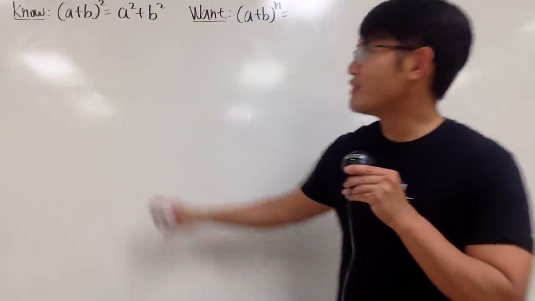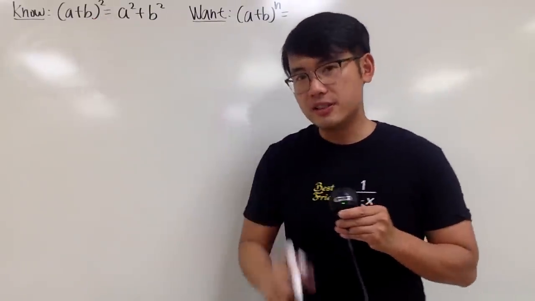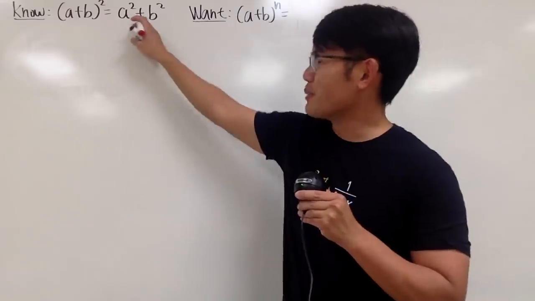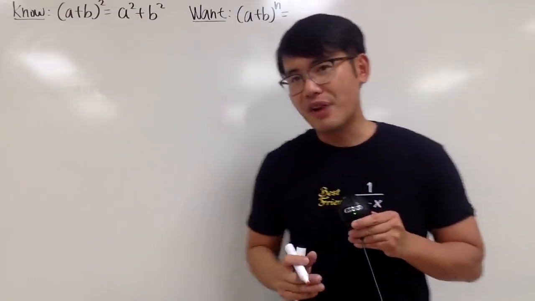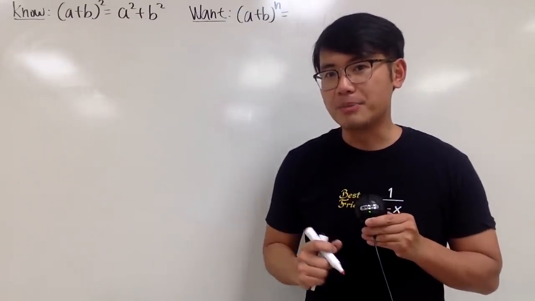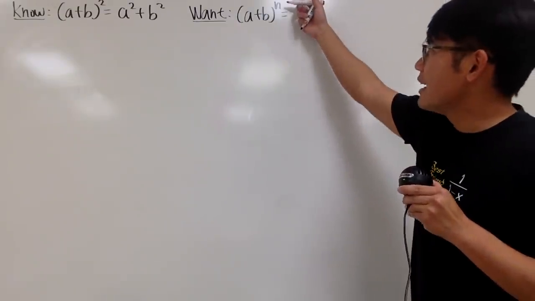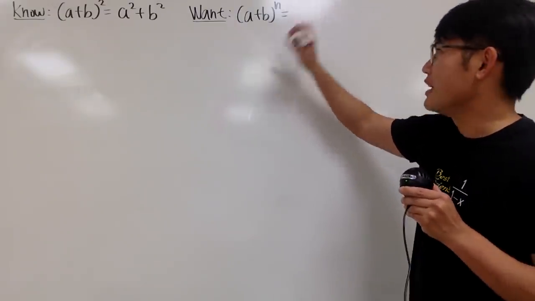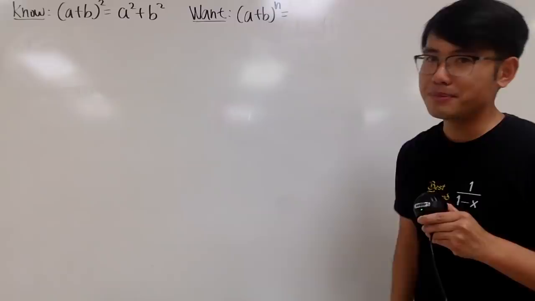Okay, as we all know, whenever we have (a plus b) squared, this is very easy. The answer is just a squared plus b squared. But have we ever thought about what if we have some other power instead? Maybe let's say the power is n. In that case, what's (a plus b) to the nth power then?